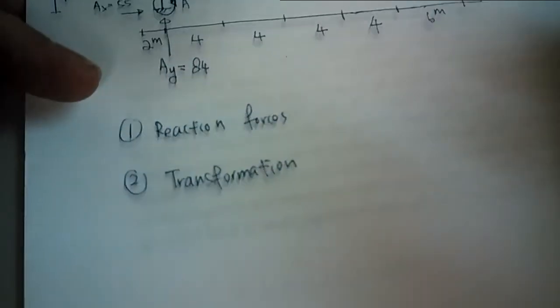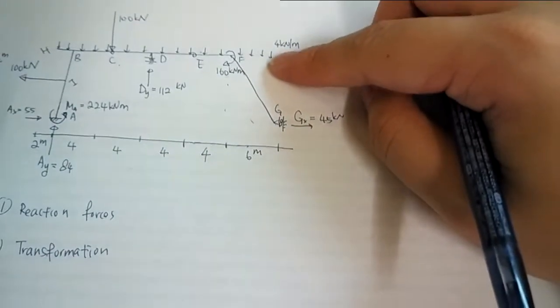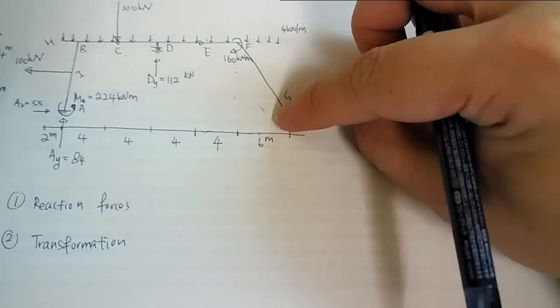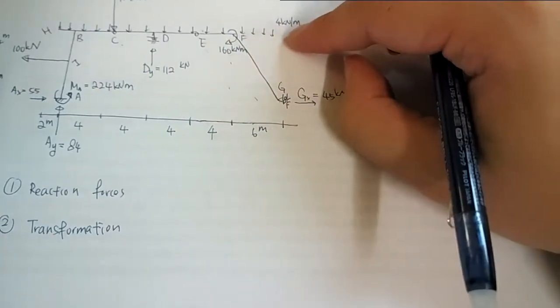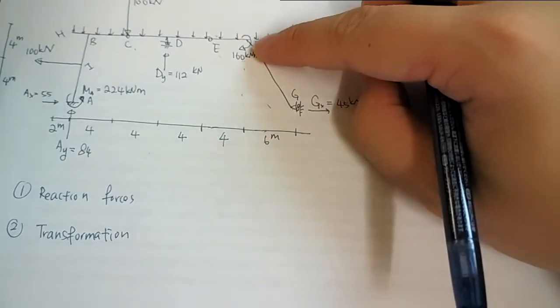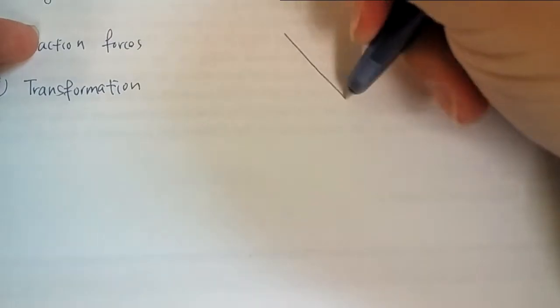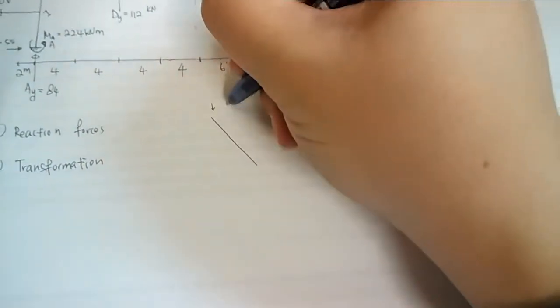Before you start to draw the axial force and shear force diagrams, the second thing you need to do is some sort of transformation. What do I mean by transformation? For example, for this loading, you can see that this is an inclined beam. The loading is not expressed along the beam, so we need to do some transformation. Here I will do a simple illustration.